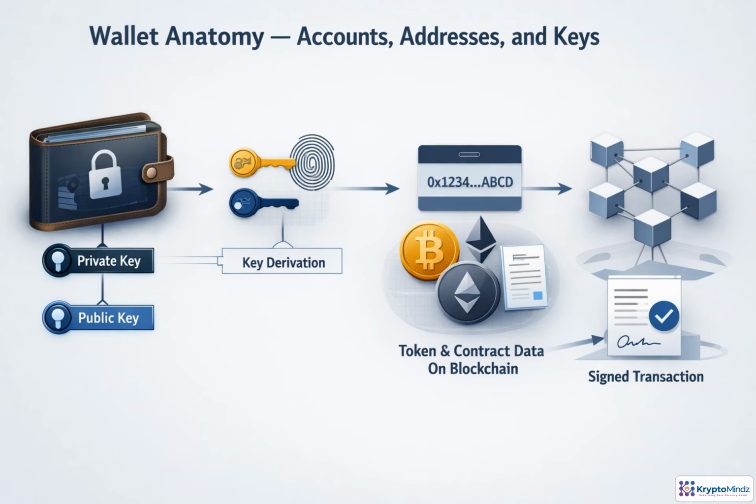A wallet is a key manager, not a container that holds tokens. The private key is the root secret. From it, software can derive a public key and, usually, an address, the account identifier others can see. Your coins and contract balances remain on the blockchain. When you send a transaction, the wallet uses the private key to create a signature, proving control of that address without revealing the secret.